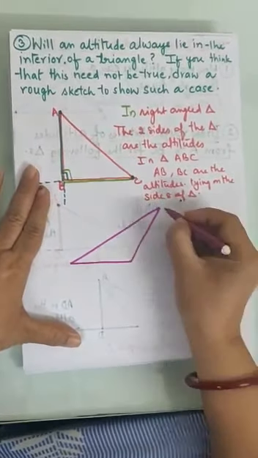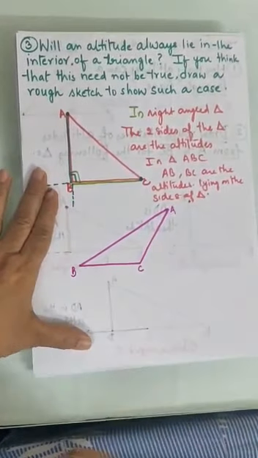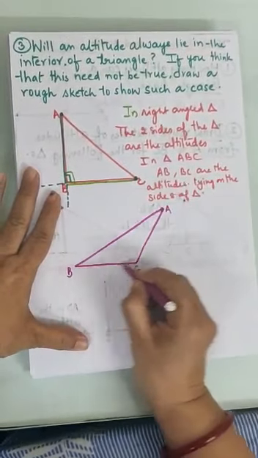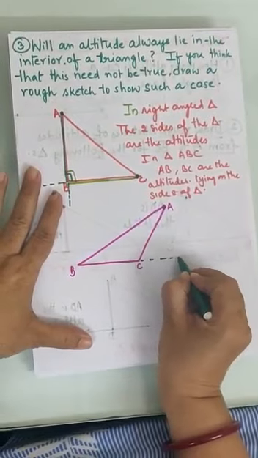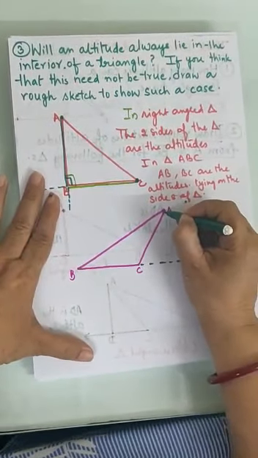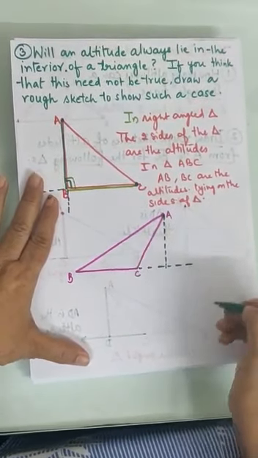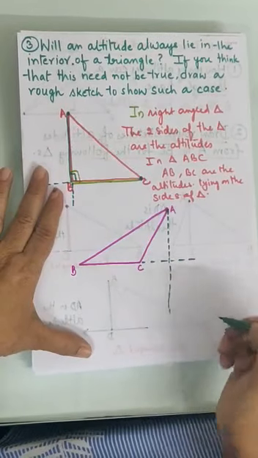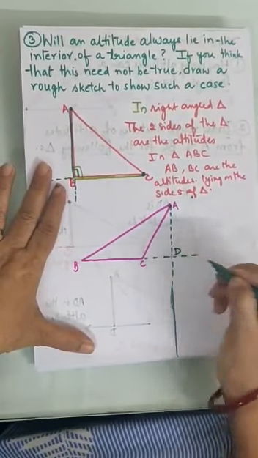Okay, let us name this as A, B and C. Okay, now we have to draw altitude from A on BC. So what do? First we extend this BC. Now from A we draw altitude. When you draw altitude, it comes like this. Okay, let this point be D.